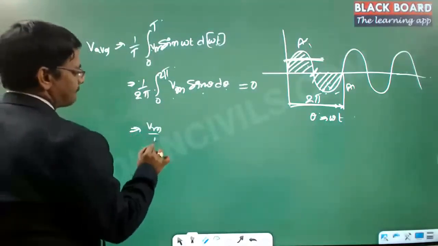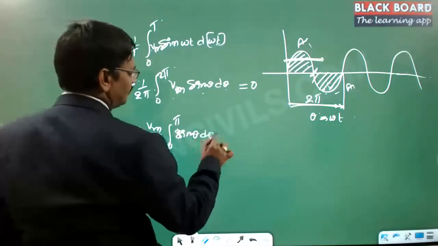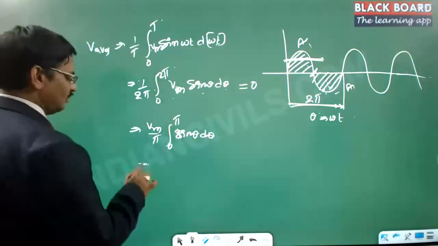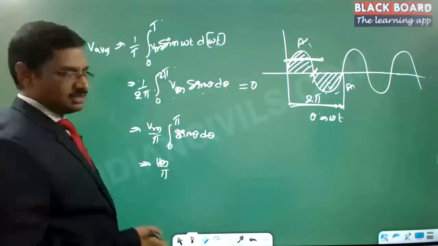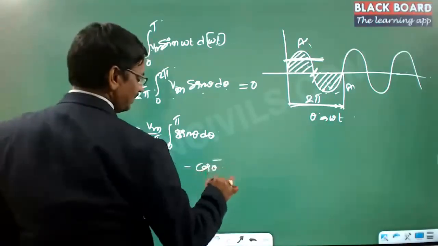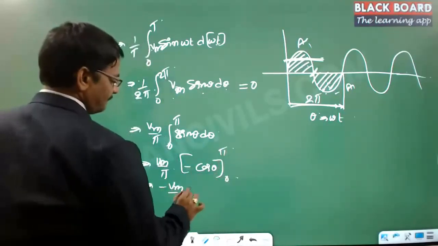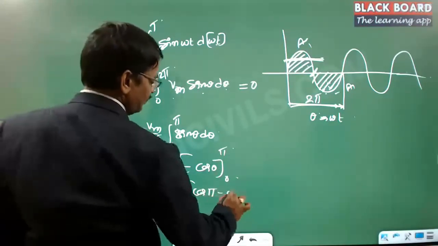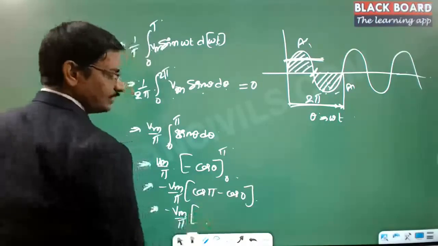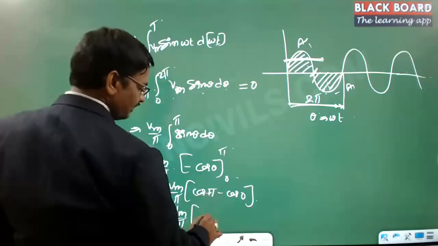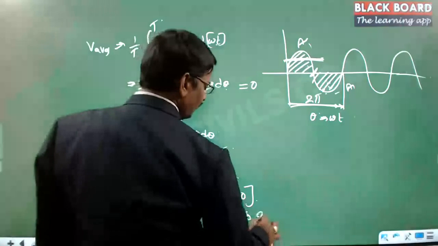So Vm by pi integral 0 to pi sin theta d theta. So this is how we have to calculate it. So this is Vm by pi and integral sin theta. The derivative of cos theta is minus sin theta, so the integral of sin theta is minus cos theta, and upper limit is pi and lower limit is 0. So this is minus Vm by pi and cos pi minus cos 0. Cos pi is minus 1 and cos 0 is 1, and minus of minus will be plus. So this is 2 Vm by pi.